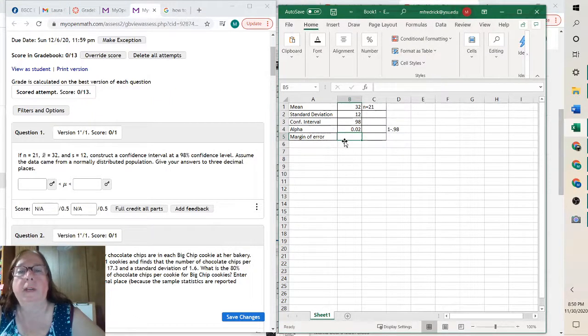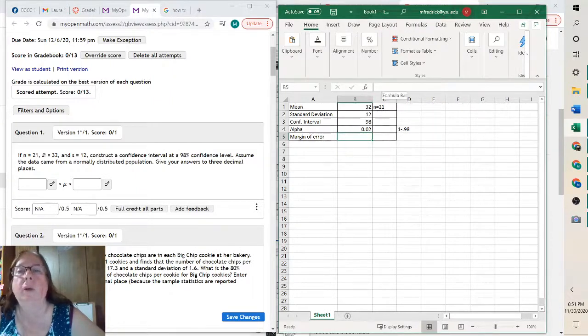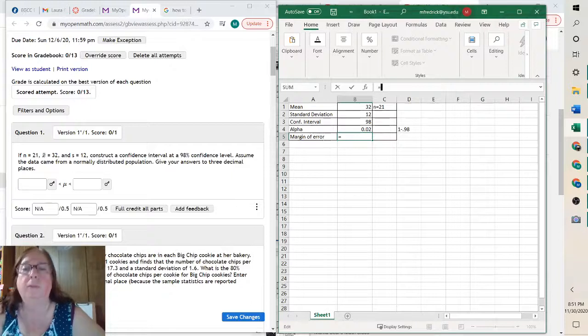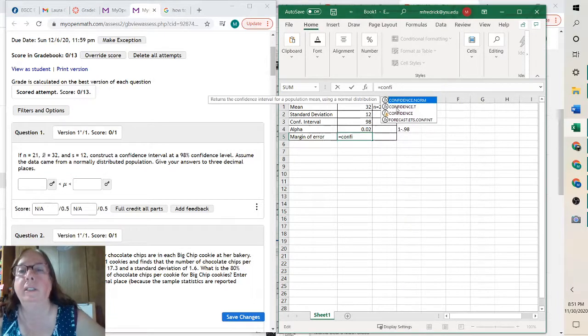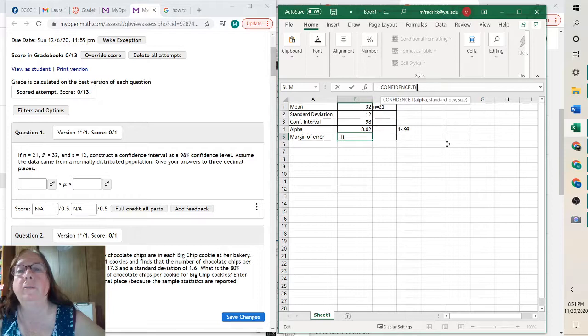Now the margin of error, the Excel file will find it for you. You click where you would like it put. So I just put it next to margin of error, and make this a little bit wider. Okay. Then you go up here and put equals for your equation. And it's under confidence. And it's the T one. And you double click on it.